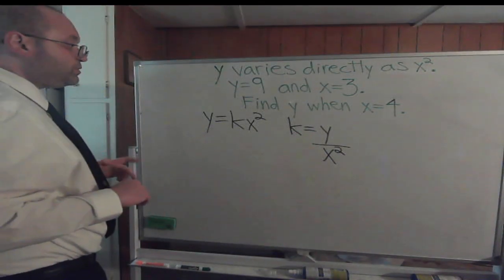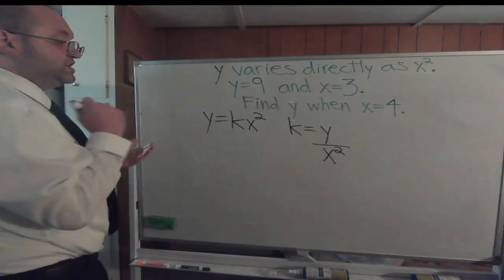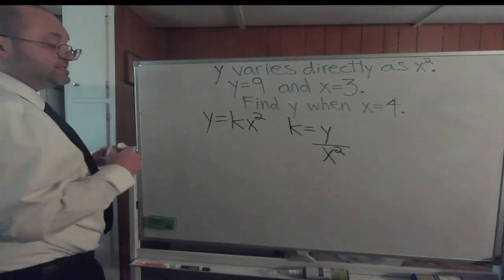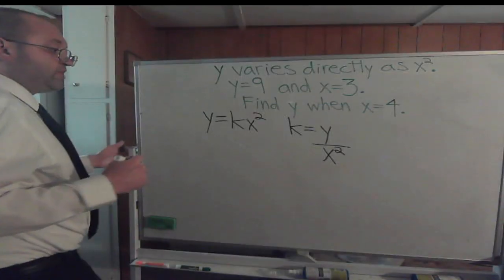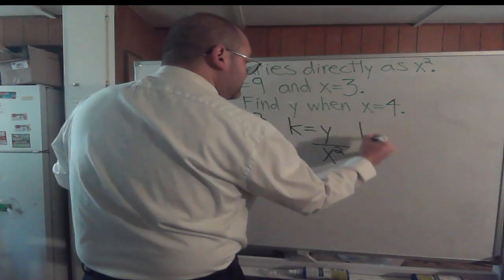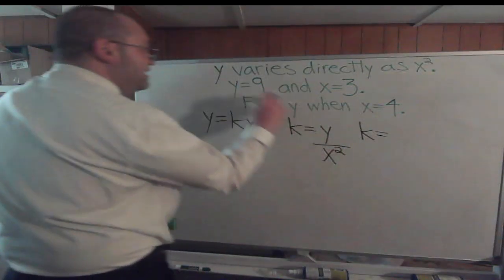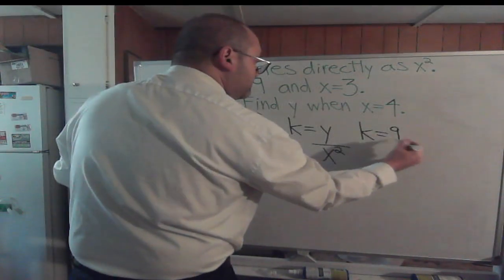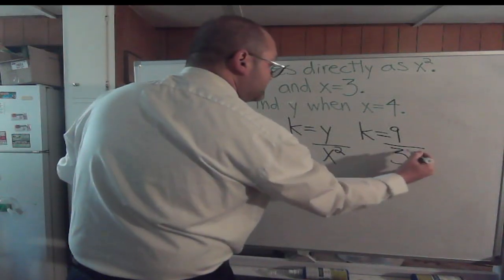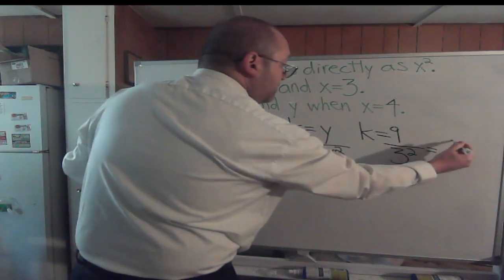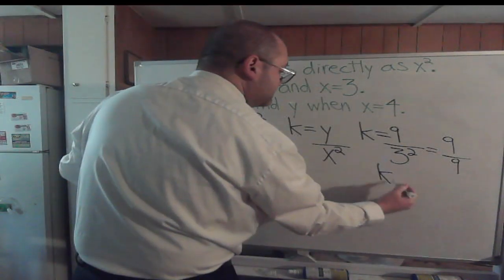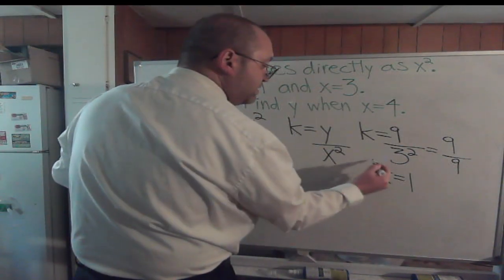Now, all we have to do is to solve for the constant of variation is simply put in the values of y and x. So k equals the y value assigned, which was 9, over that value of x, which was 3 to the second power. Well, that equals 9 over 9. That means k, your constant of variation, is equal to 1.